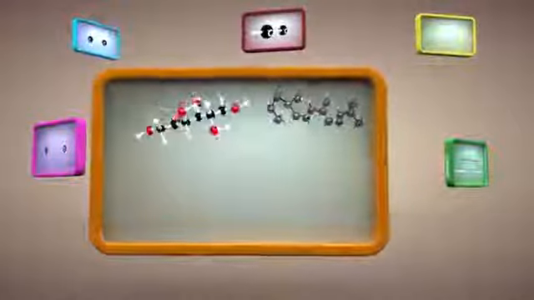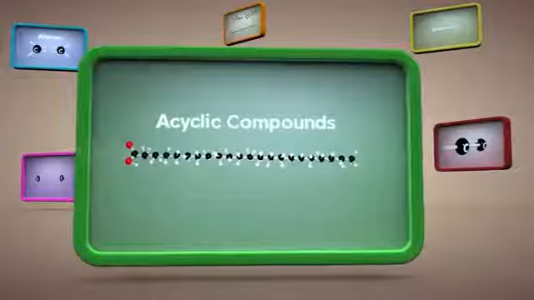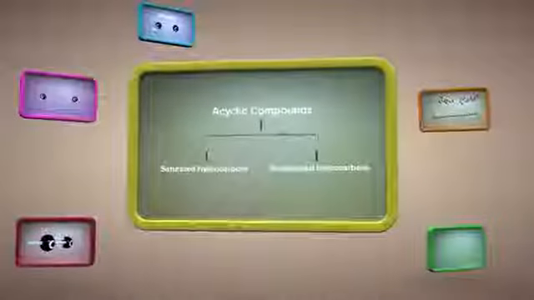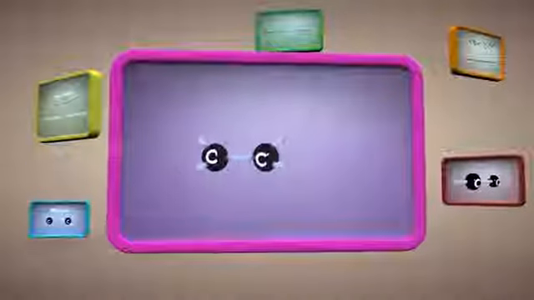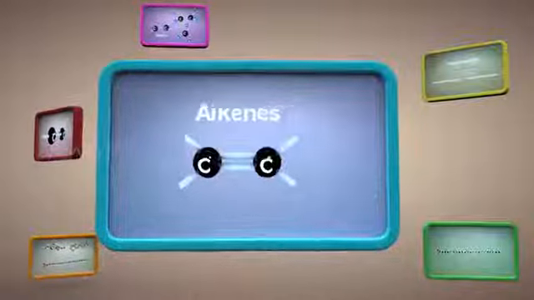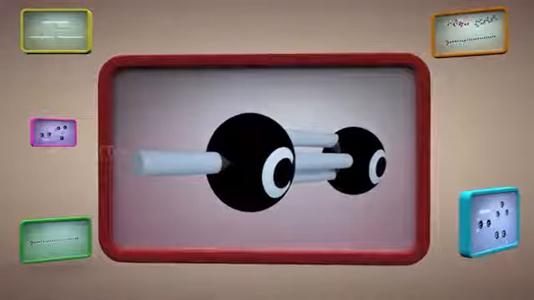Organic compounds that contain carbon and hydrogen are called hydrocarbons. One important classification of hydrocarbons is acyclic compounds or open-chain compounds. There are two types of acyclic compounds: saturated hydrocarbons and unsaturated hydrocarbons. Saturated hydrocarbons have all carbon-to-carbon single bonds and are called alkanes. Unsaturated hydrocarbons with at least one carbon-to-carbon double bond are called alkenes. Unsaturated hydrocarbons with at least one carbon-to-carbon triple bond are called alkynes.